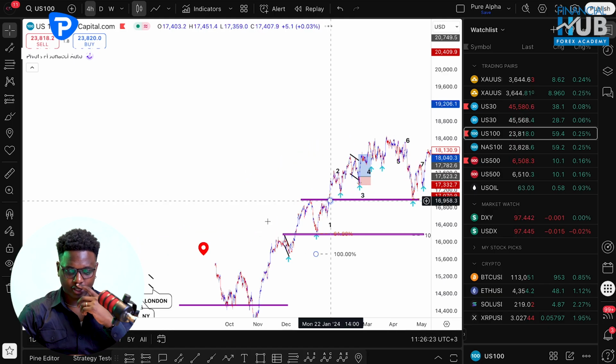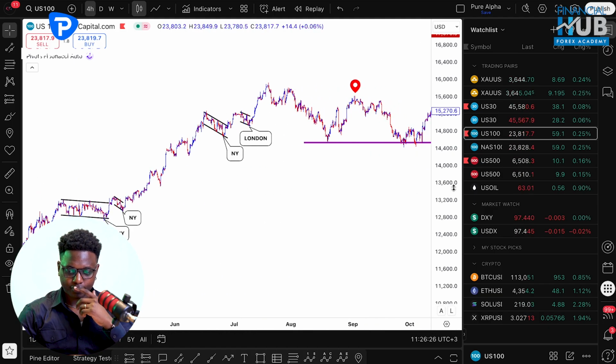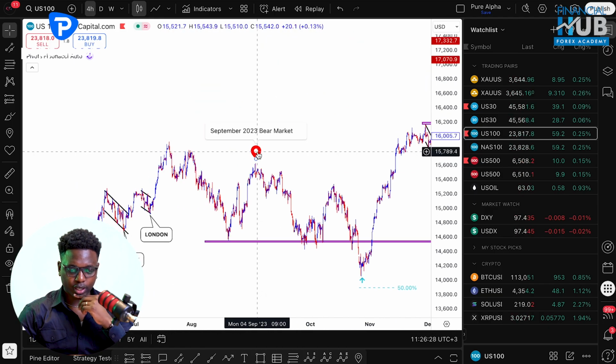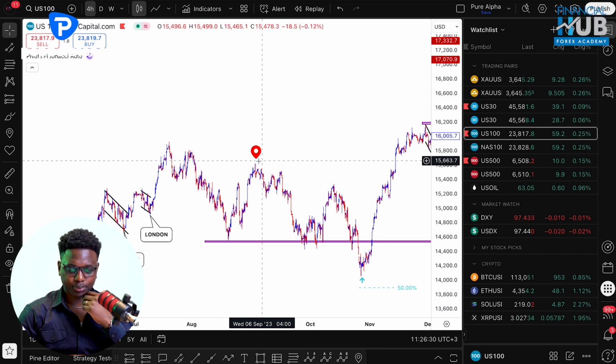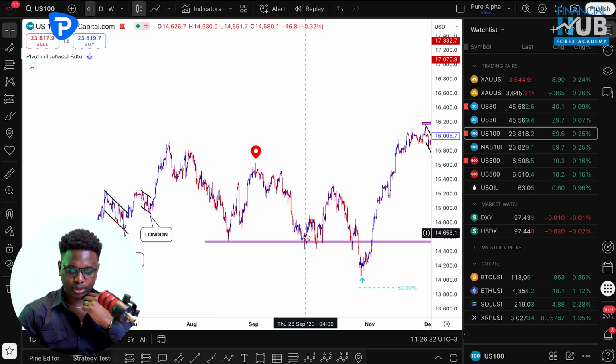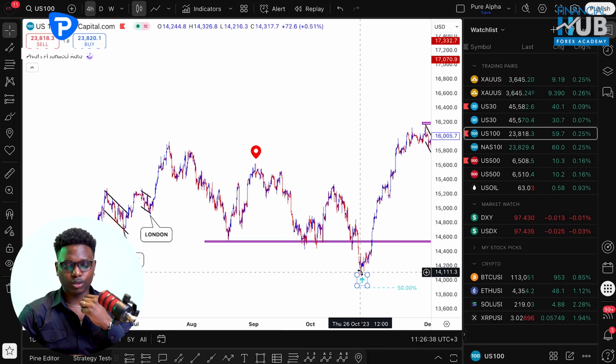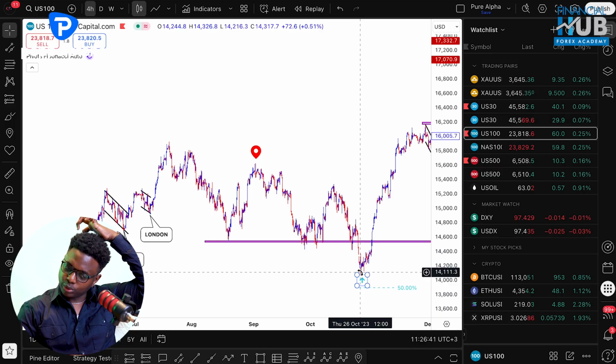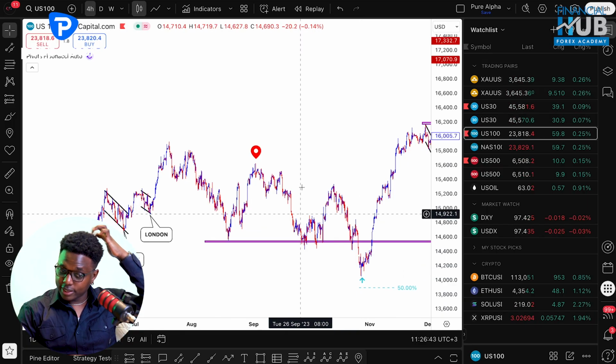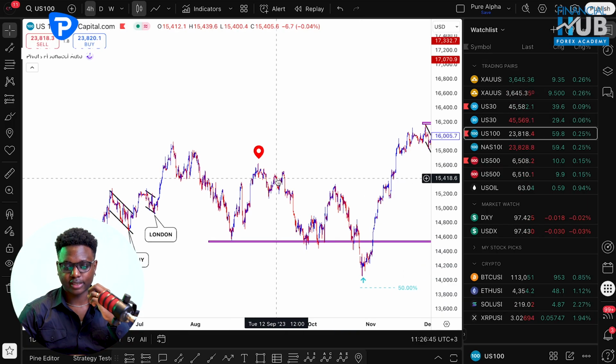If you go a bit further back, this is 2023. You can see we had a bear market in September. The whole of September was bearish. We bottomed at the beginning, not actually a bottom, because markets went further down. Towards the end of October is when we had an actual bottom. So we tend to normally see those bearish markets in September.